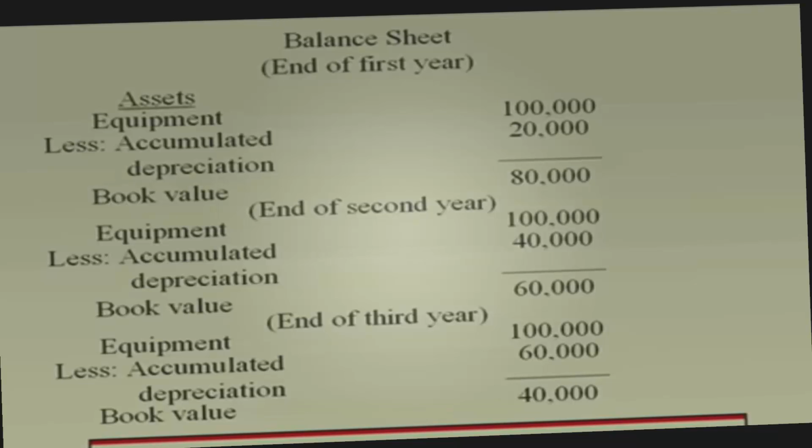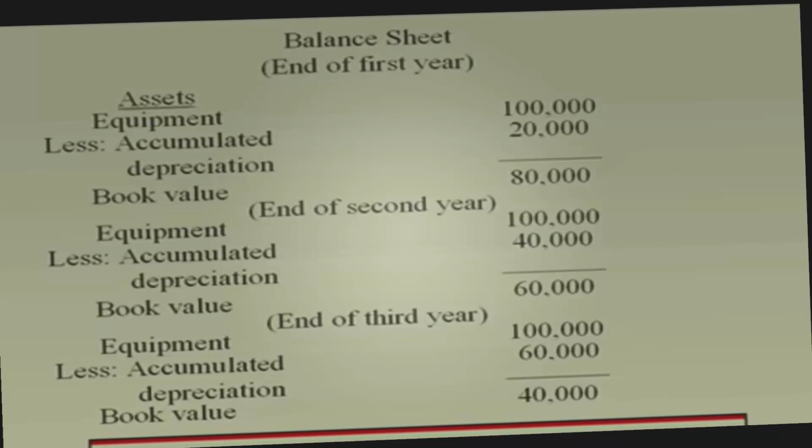What about the second year? What would the accumulated depreciation be now? It's 20 from the first year, 20 from the second. So it's like 40,000 has got used up. So equipment at 100, less accumulated depreciation 40, and the book value is 60. What about the third year? The equipment, you paid 100, but now 60,000 worth of equipment has got used up, so the book value is 40,000. And it goes on every year.